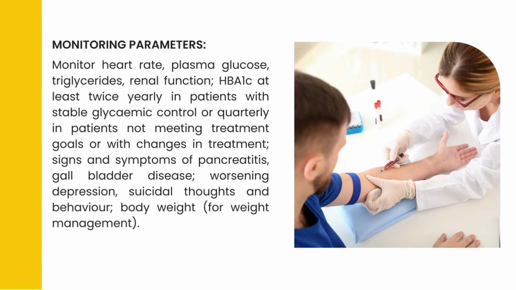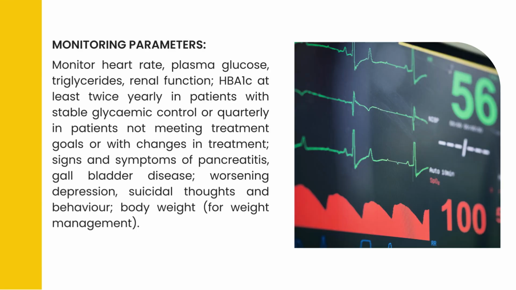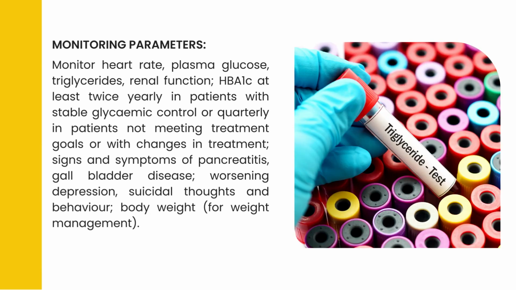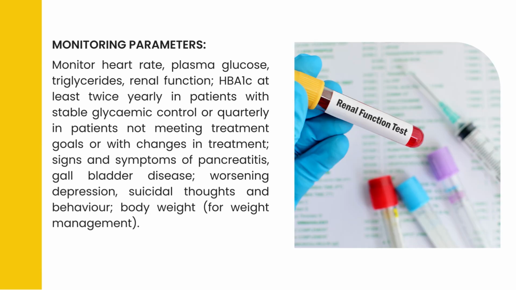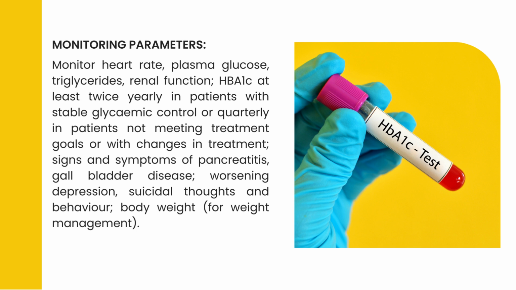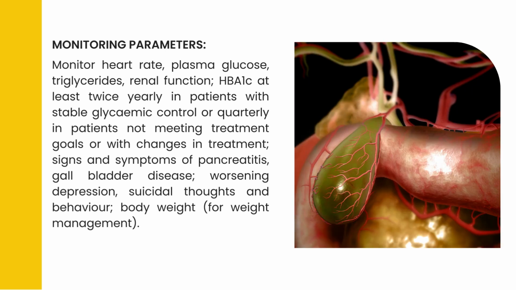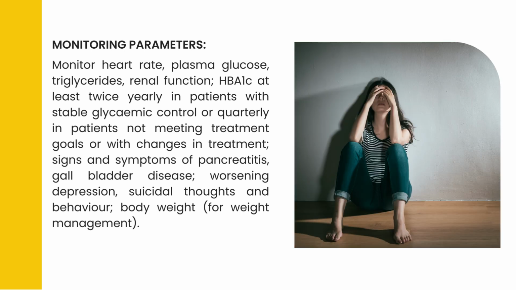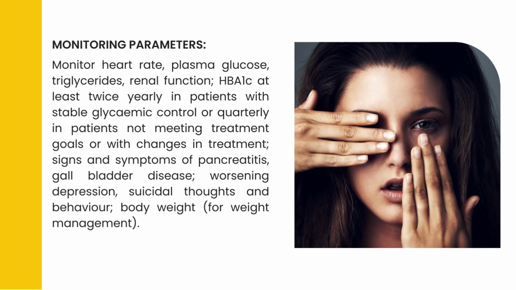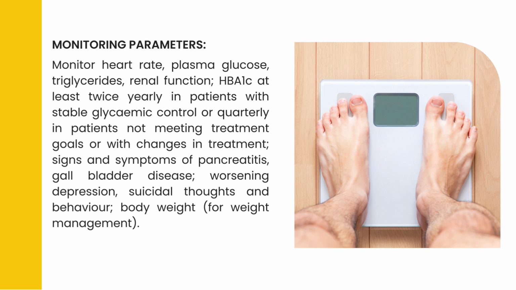Monitoring parameters. Monitor heart rate, plasma glucose, triglycerides, renal function, HbA1c at least twice yearly in patients with stable glycemic control or quarterly in patients not meeting treatment goals or with changes in treatment. Signs and symptoms of pancreatitis, gallbladder disease, worsening depression, suicidal thoughts and behavior, body weight for weight management.